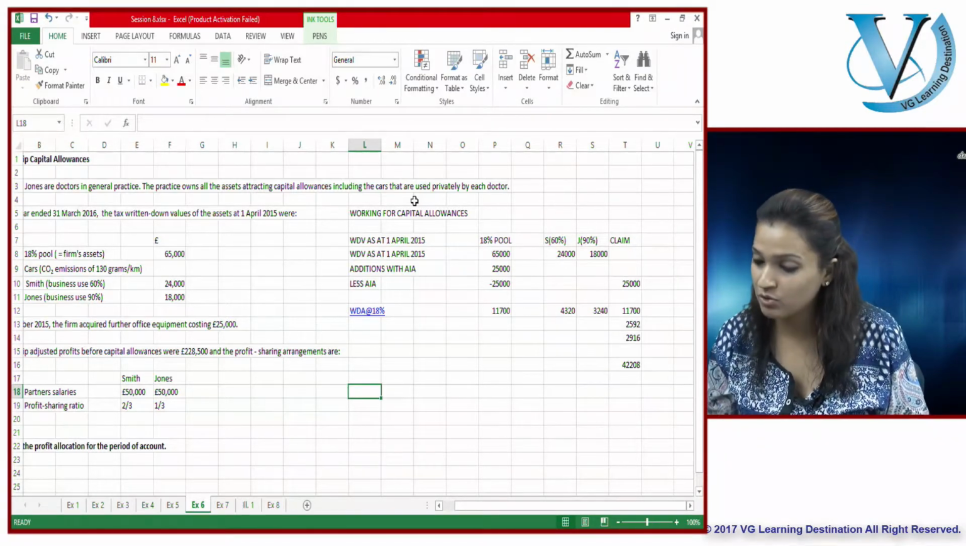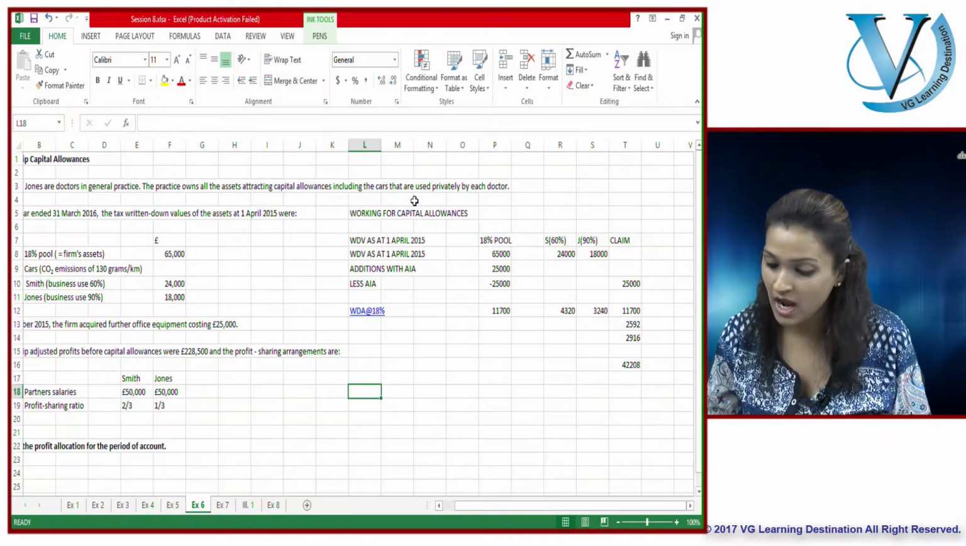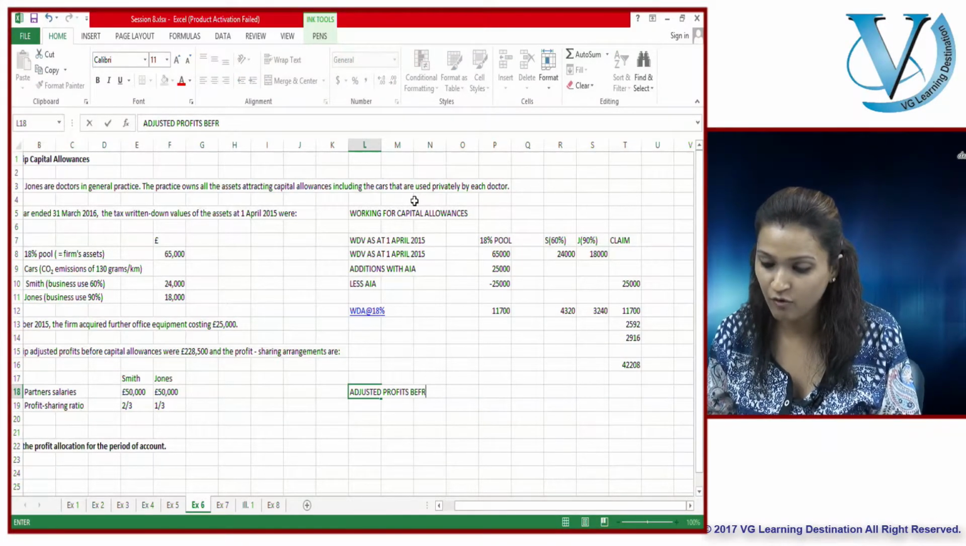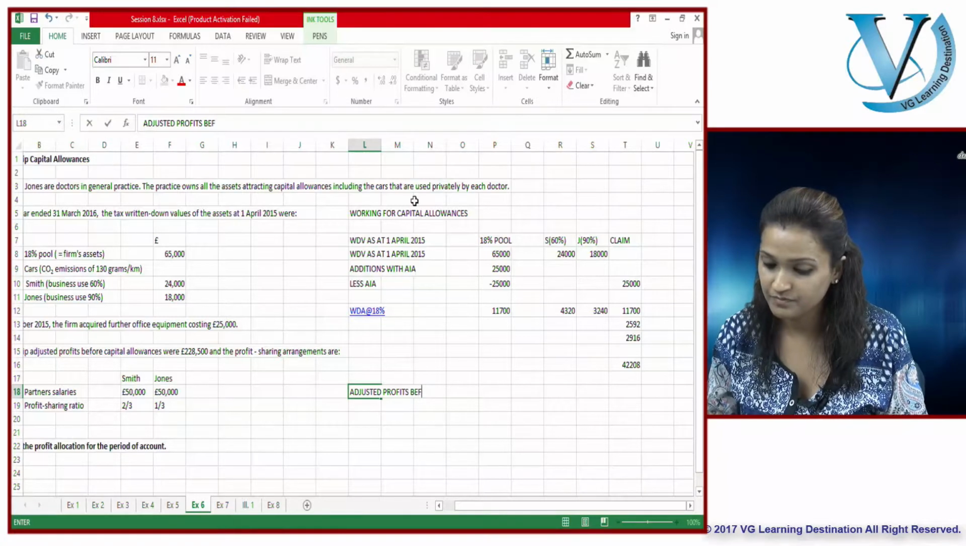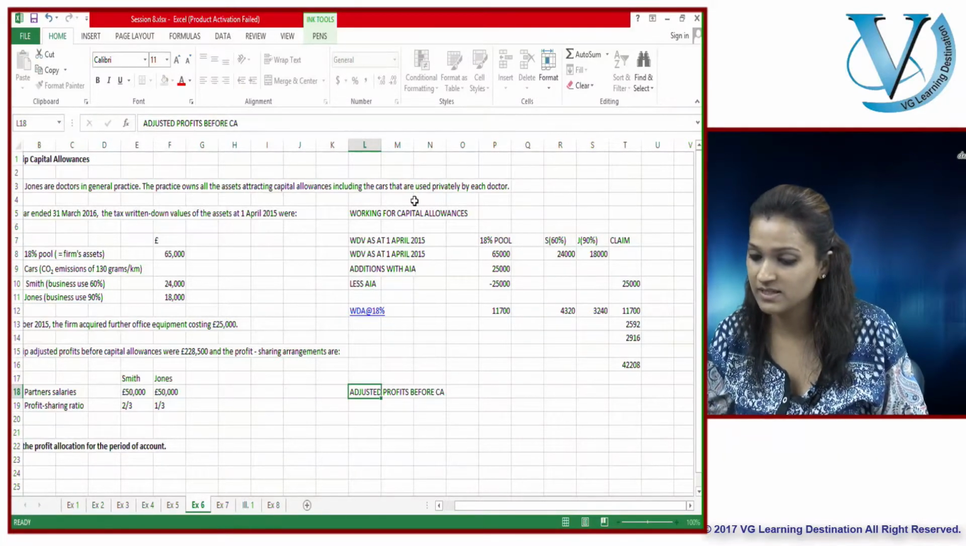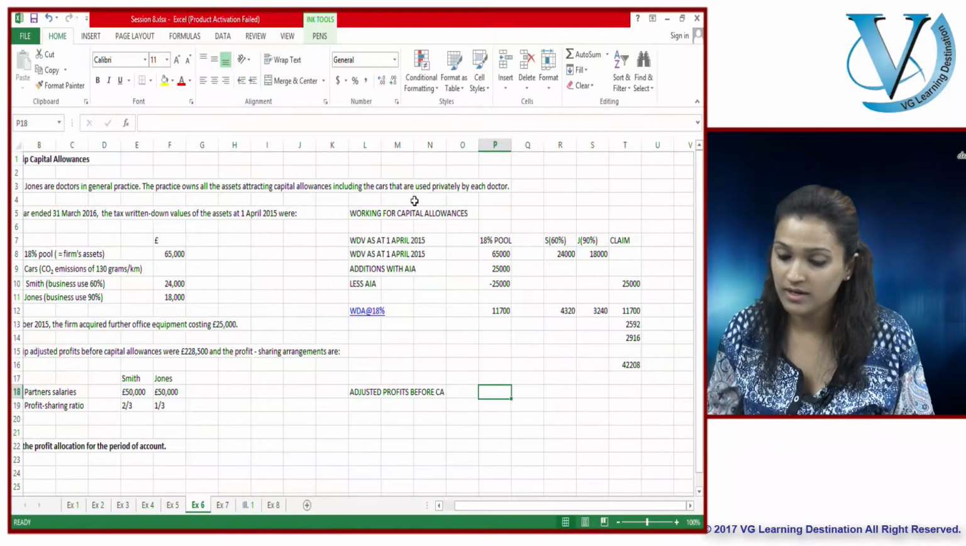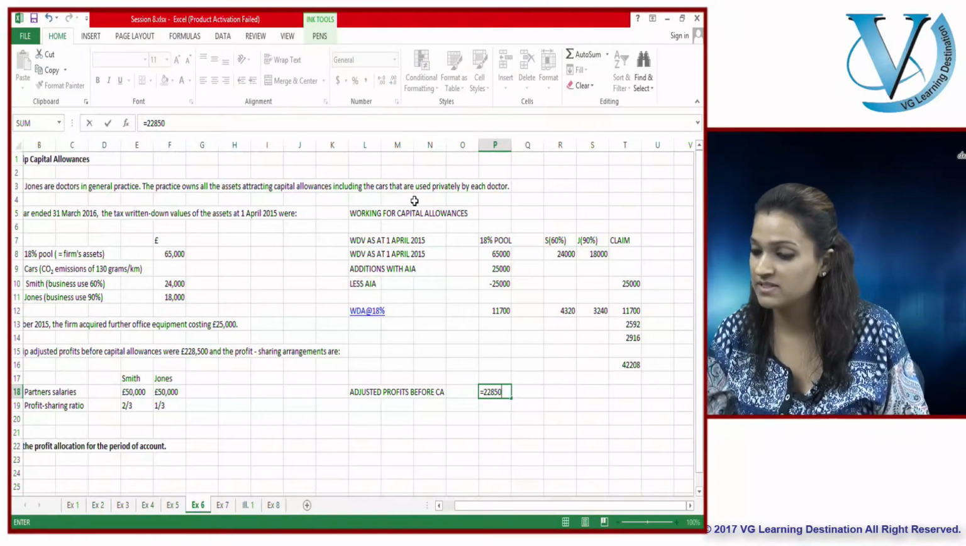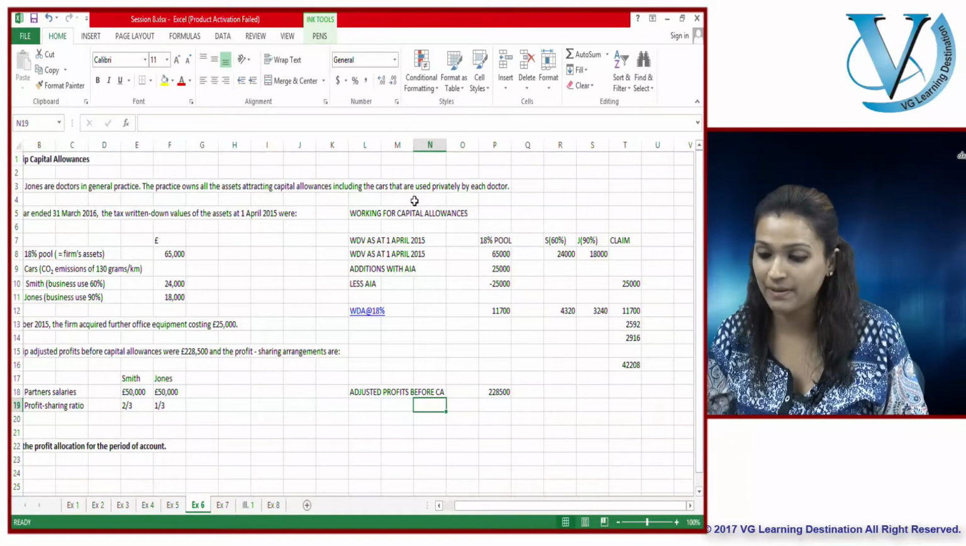So let's get back to the main working. What are my adjusted profits given to me before capital allowances, which is equal to 228,500? Let's reduce capital allowances.